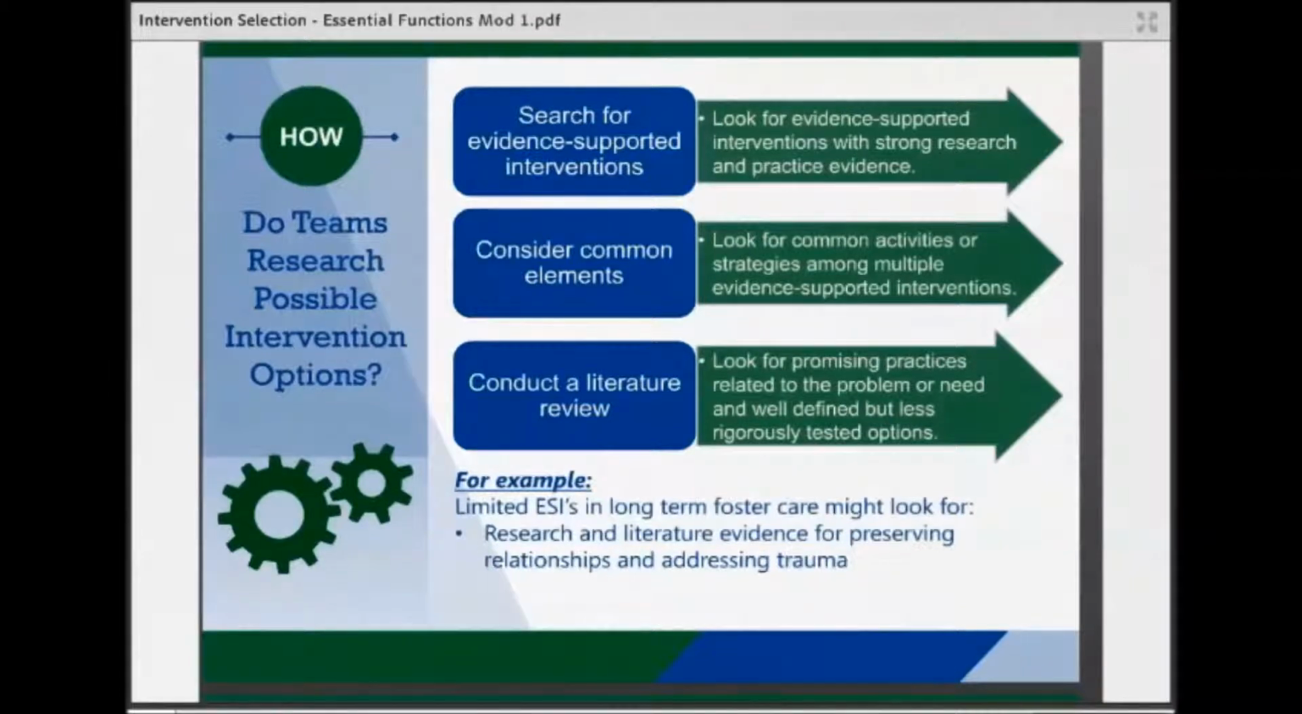For example, while there may be limited ESIs for children in long-term foster care, agencies designing interventions to promote permanency can draw from a strong body of literature that points to the importance of preserving relationships and addressing trauma.